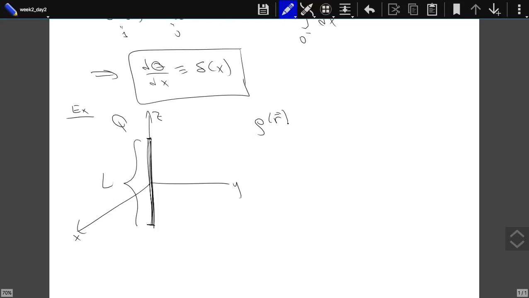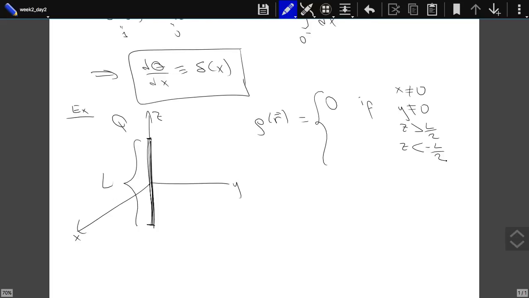Now, what do we know about the charge density? It is equal to 0 if x is not equal to 0, or if x is 0 but y is not equal to 0, or if z is larger than L over 2, or if z is less than minus L over 2. Under all these conditions, rho is 0.